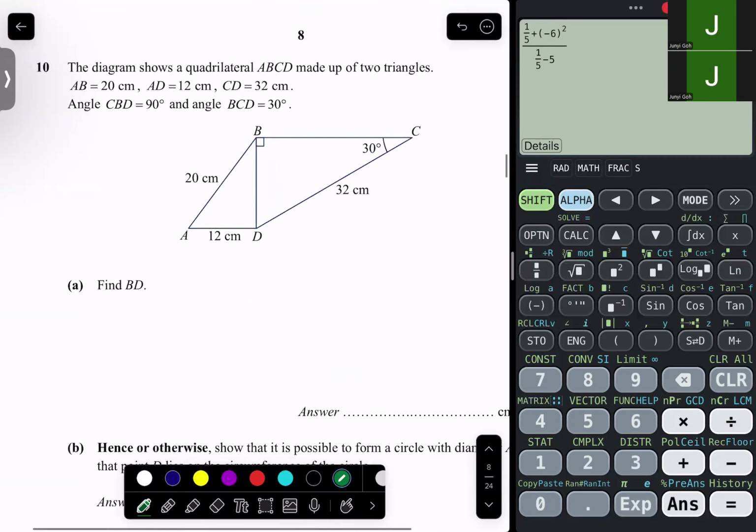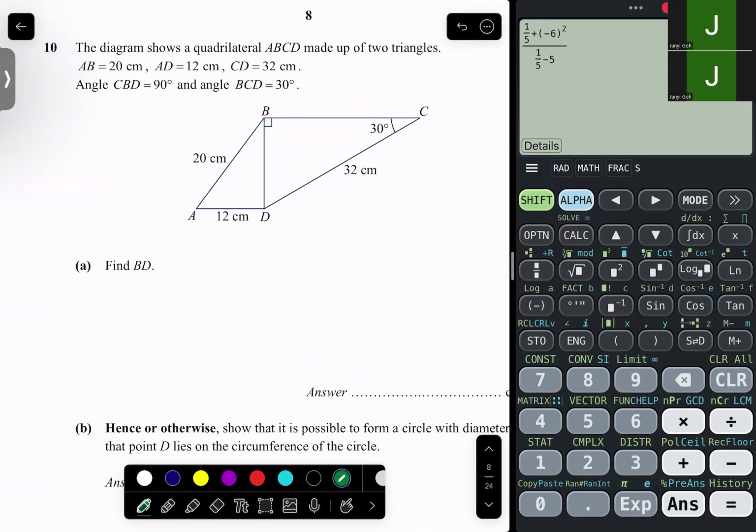Okay, question 10. The diagram shows a quadrilateral ABCD made up of two triangles. AB equals 20, AD equals 12, CD equals 32. Angle CBD equals 90, angle BCD equals 30. Find BD. So here, what do we have? A right angle triangle. When you see a right angle triangle, think of two things. Can I use Pythagoras? Can I use basic trigo? Since I have an angle and a length, more likely to be trigo.